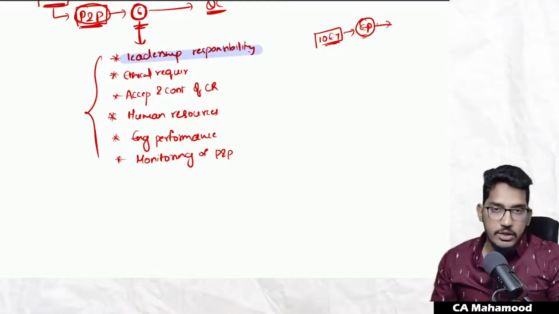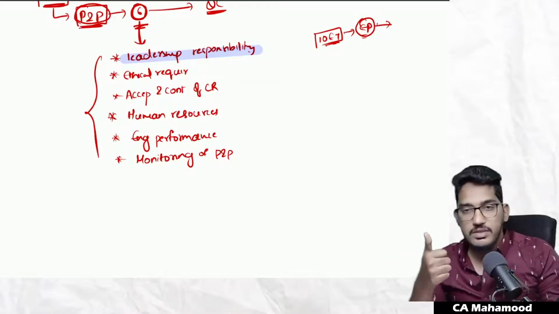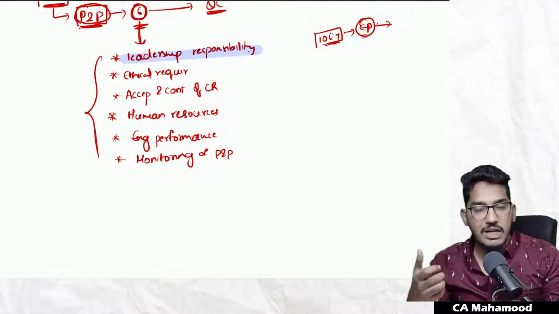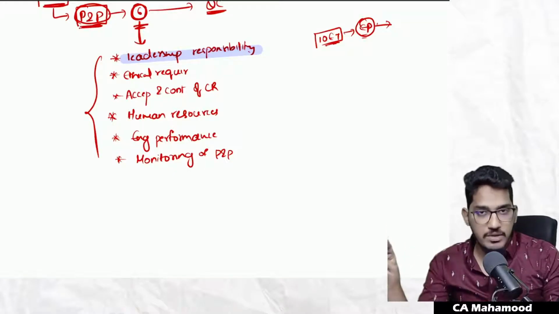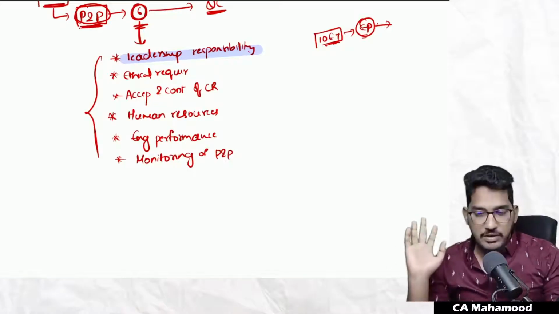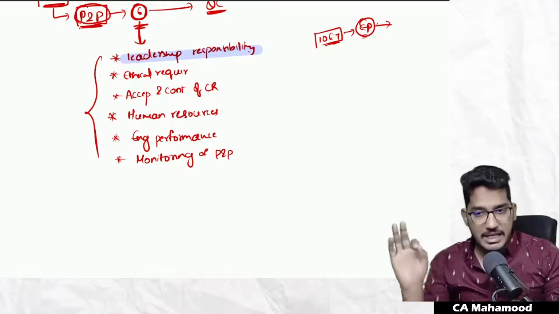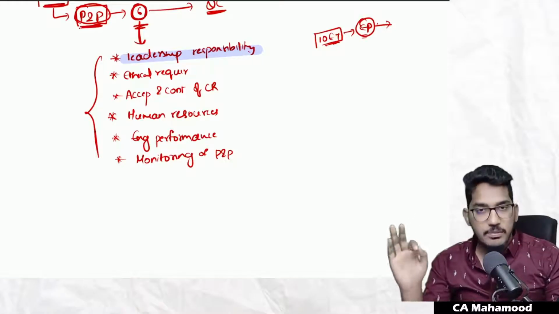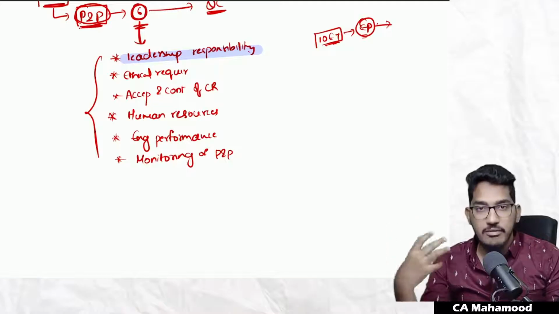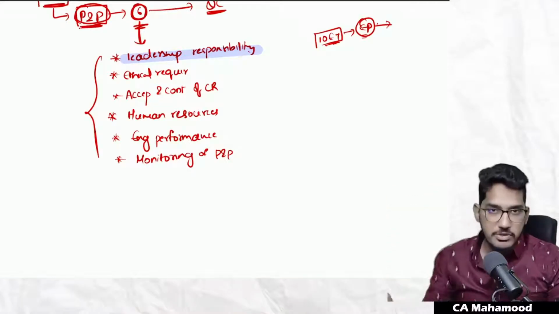So the first area in which we need to have policies and procedures is that there should be someone who will come forward and take the leadership responsibility for ensuring quality in the audit. Who will be that suitable person? None other than the engagement partner. So the engagement partner will be responsible for the leadership responsibility. He should come forward and take it.